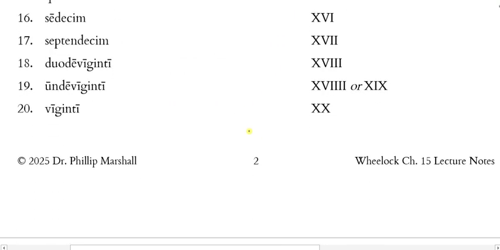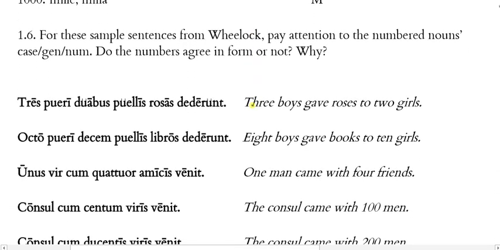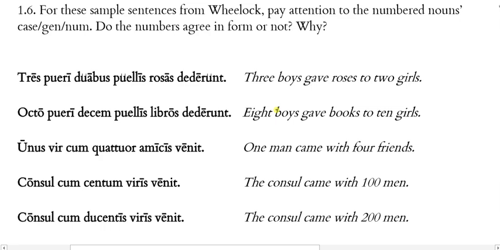All right, very good. Let's real quickly in 1.6 take a look at these sample sentences that I've copied over from Wheelock, but we get an opportunity here to work through a bit of the grammar of it. I want you to pay attention to the numbered nouns, especially to their case, gender, and number. And I want you to think about this: do the numbers agree in form with the nouns they're numbering? And if so, why? If not, why not?